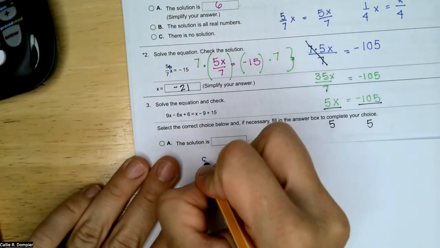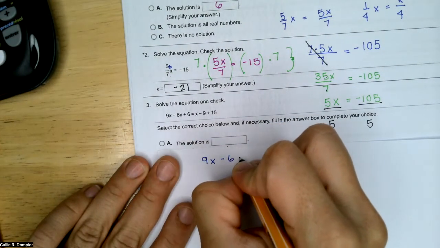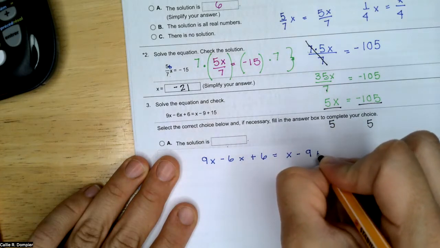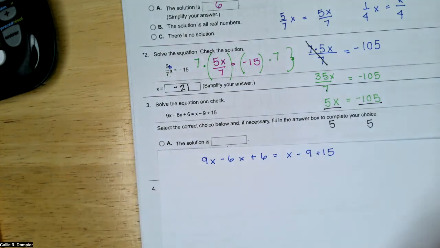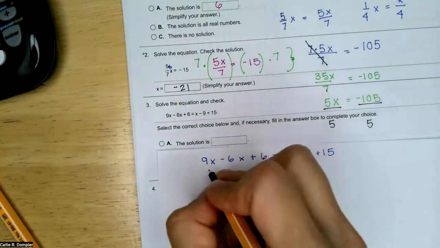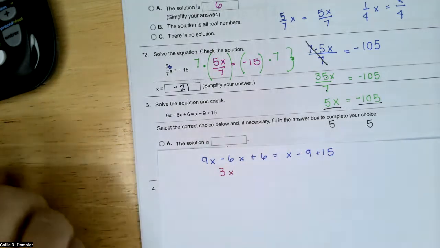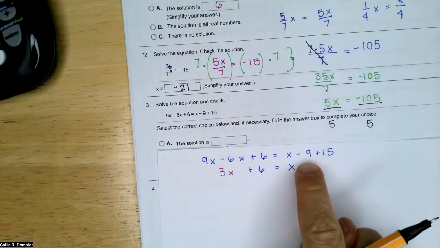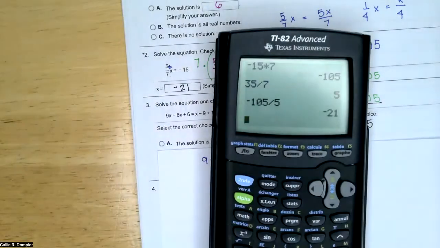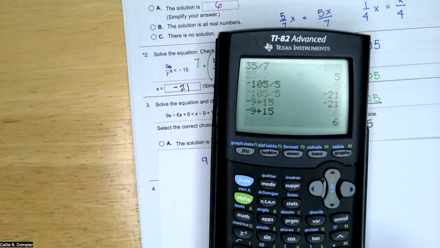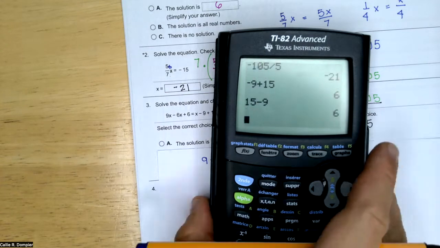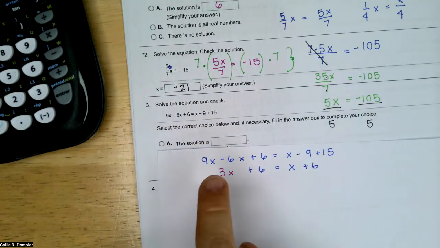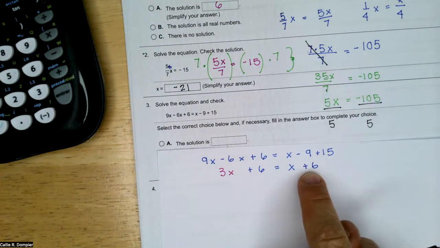We have 9x minus 6x plus 6 equals x minus 9 plus 15. 9x minus 6x is 3x plus 6 equals x negative 9 plus 15. That's the same as 15 minus 9, it's just 6. It's a positive 6, so I'm going to say plus 6. So 3x plus 6 equals x plus 6.